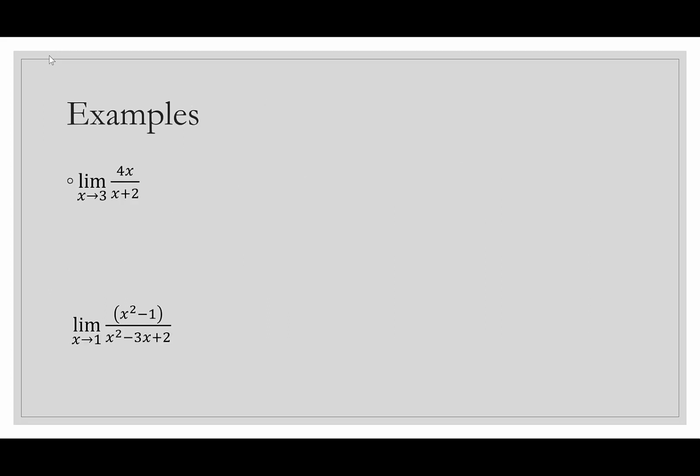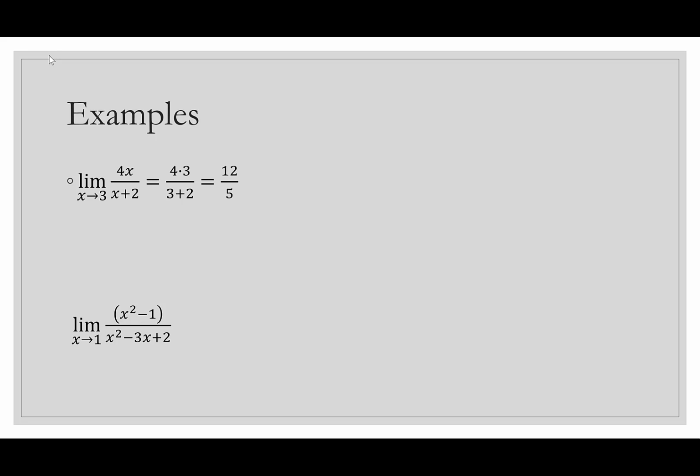So let's start with this limit as x goes to 3 of 4x over x plus 2. Plug in 3. I have 4 times 3 over 3 plus 2. 4 times 3 is 12. 3 plus 2 is 5. I get 12 over 5, and leave it as a fraction. The fraction's absolutely fine. If the fraction can be reduced, I want you to reduce it, but 12 over 5 is perfect the way it is.